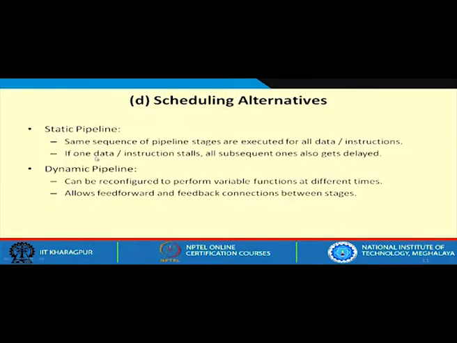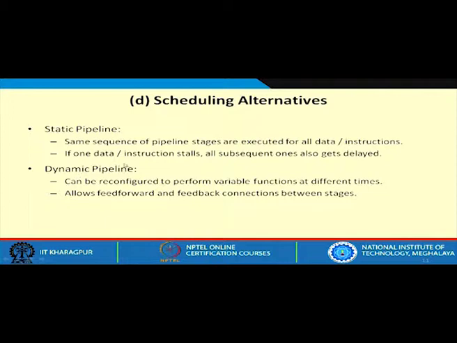So, if one data or instruction stalls, that means that data is using A again, so that I cannot feed the new data. Stall means due to some ongoing computation, I have to stop the pipeline temporarily for one or more cycles, that is stall. So, here it says if I stall a particular data, then all the subsequent data sets also get stalled.